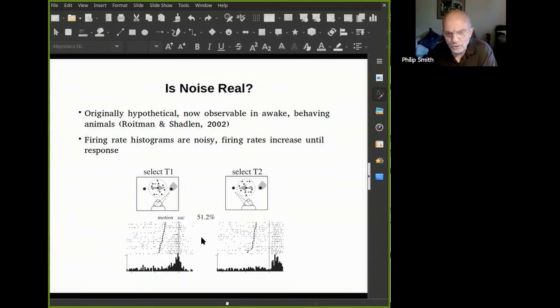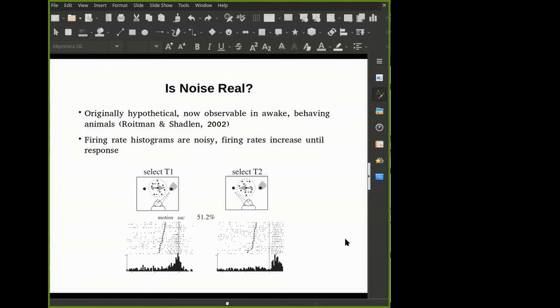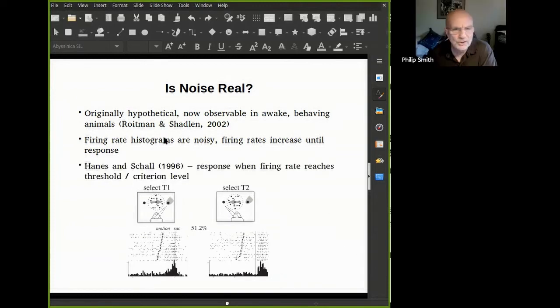And all I want to point to here is that if you look at the histograms of firing rates of activity in neurons in lateral interparietal area, which is one of the structures that is involved in this task, they're noisy in exactly the way you would expect of a probabilistic or a noisy process. And a critical linking proposition was made by Haynes and Schall in 1996, who noted that responses were made when the firing rates reached a threshold or a criterion level, exactly as sequential sampling models assume.